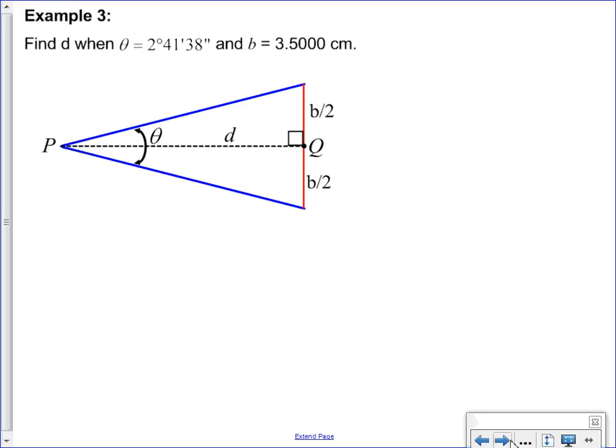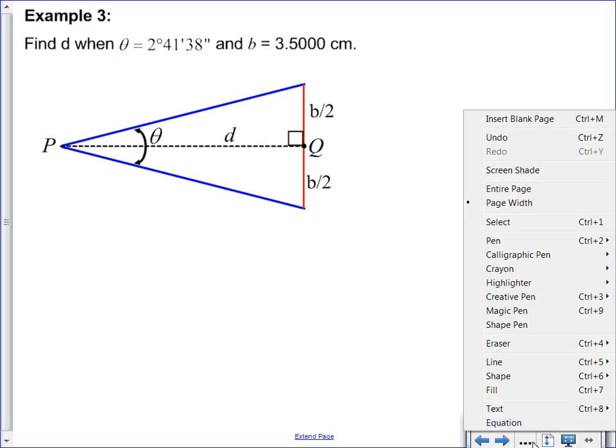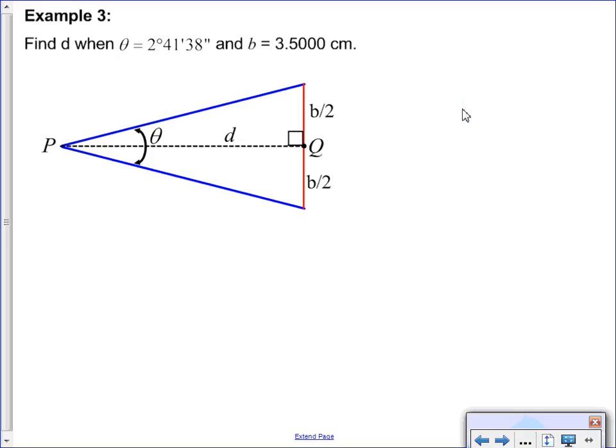So, for example, let's do a surveyor problem. When theta is 2 degrees, 41 minutes, and 38 seconds, and b is 35.5 miles, find the D. Here's the deal. You see 2 right triangles, but they're the same right triangle. So all you need to do is solve for half of the triangle. In other words, you only need half of theta, and you're going to need half of b. So divide by 2.